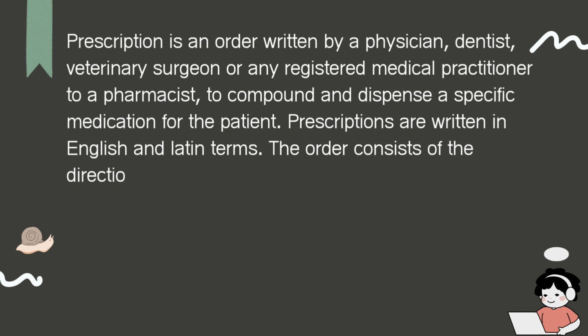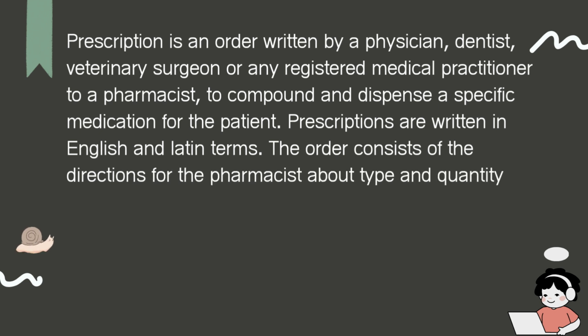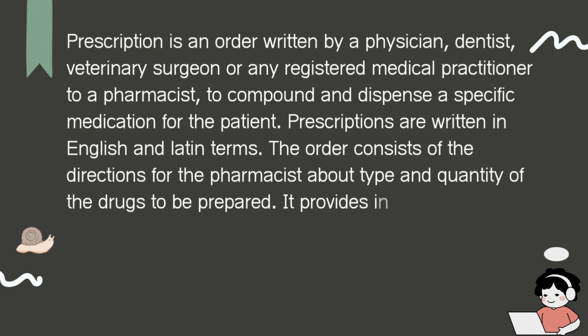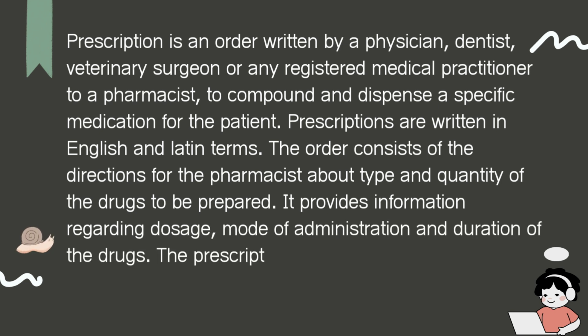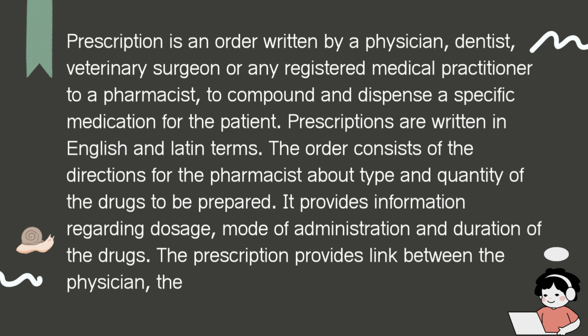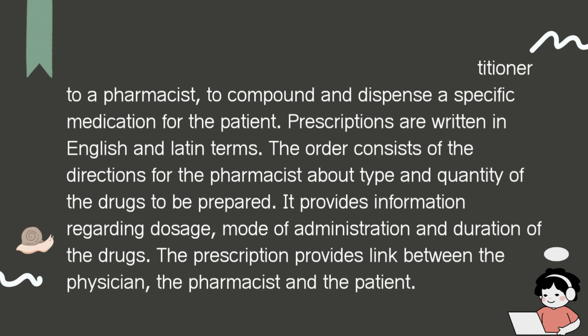The order consists of the directions for the pharmacist about the type and quantity of the drugs to be prepared. It provides information regarding dosage, mode of administration and duration of the drugs. The prescription provides a link between the physician, the pharmacist and the patient.